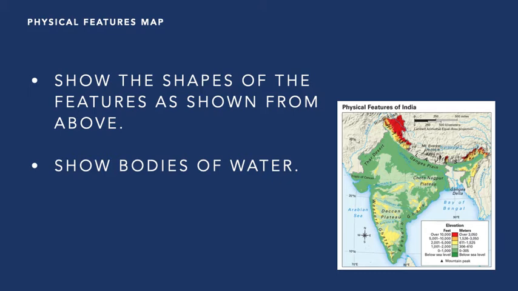We can see the Himalaya mountains, and we can see the two rivers and the delta where the two rivers meet. So a physical features map shows bodies of water as well as different landforms in a specific area.